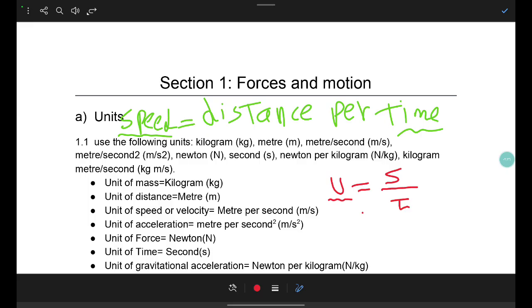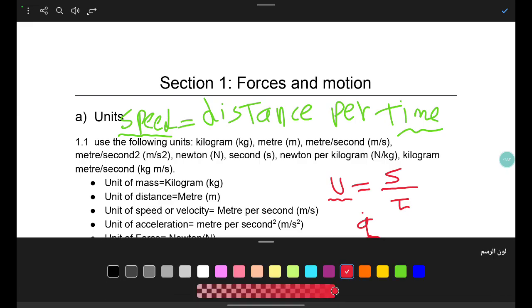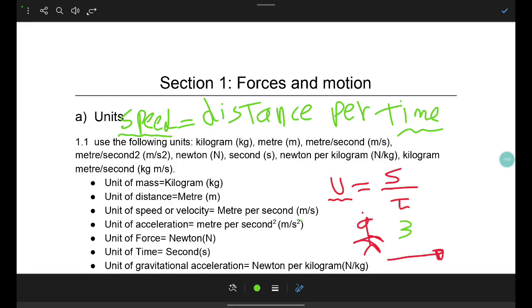Take a look at the following example. If I wanted to calculate the speed of this man, that takes 3 seconds to move 10 meters. Okay, first I will write my formula: V equals S over T. Second, I will substitute in this formula. Distance equals 10 meters over 3 seconds, which equals 3.3. And don't forget the unit of velocity, which is meters per second.